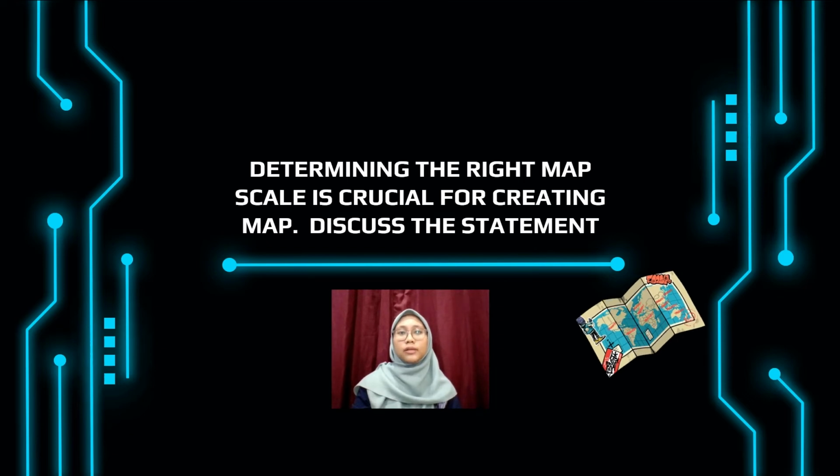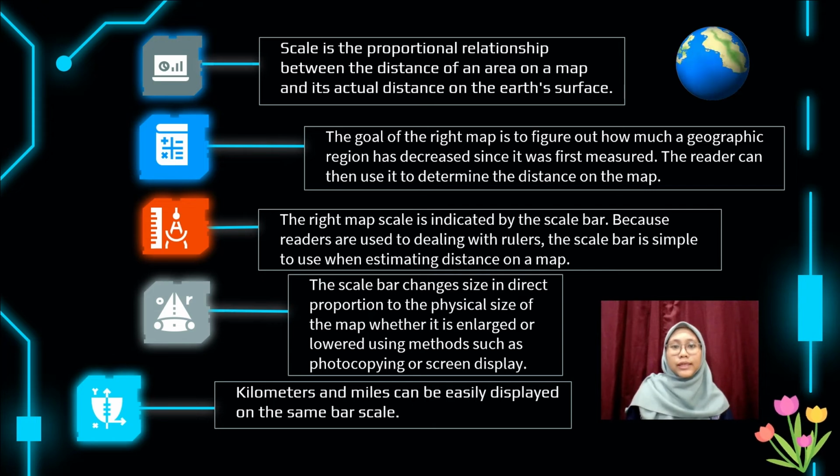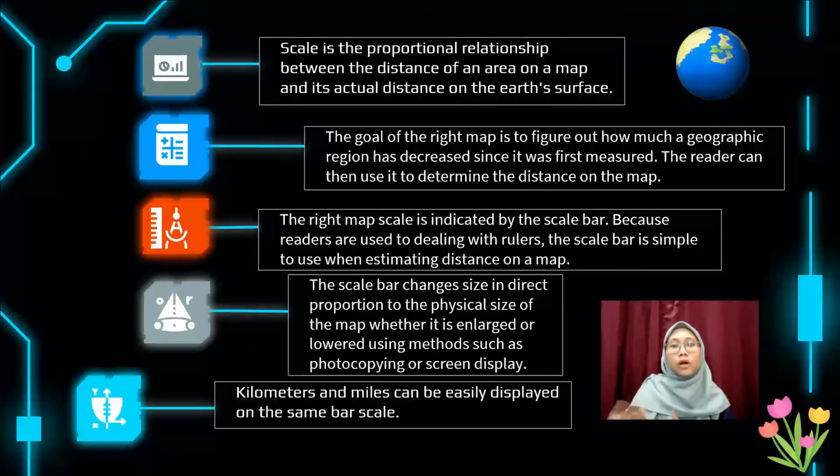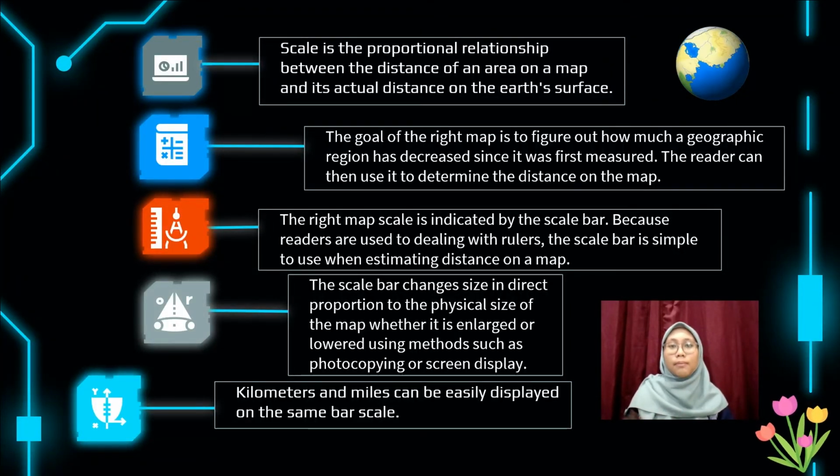To determine the right map scale is crucial for creating a map, and discuss the statement. Scale is the proportional relationship between the distance of an area on a map and its actual distance on the Earth's surface. The goal of the map scale is to figure out how much a geographic region has decreased since it was first measured. And the map scale is indicated by the scale bar. Because readers are used to dealing with a ruler, the scale bar is simple to use when estimating distance on a map. The scale bar changes size in direct proportion to the physical size of the map, whether it is enlarged or reduced using methods such as photocopying or screen display. And kilometers or miles can be easily displayed on the same scale bar.